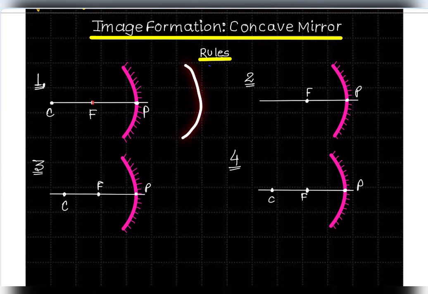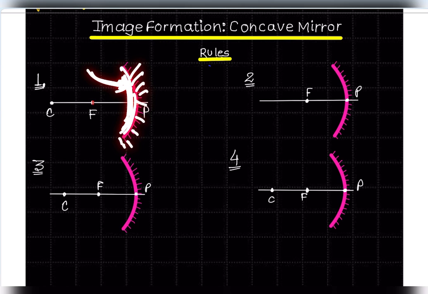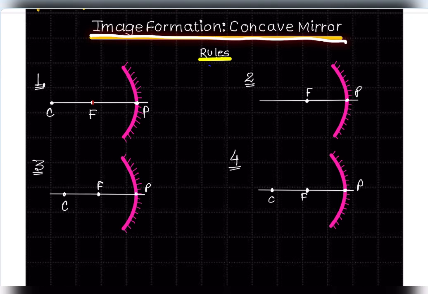A concave mirror is a part of a mirror where the inner side is the reflecting part, and the outer part is not the reflecting part. So the reflection will be on this inner side. This is the inner side of the mirror, and this is the outer side. I hope you understood this one. So we are going to discuss image formation of a concave mirror.